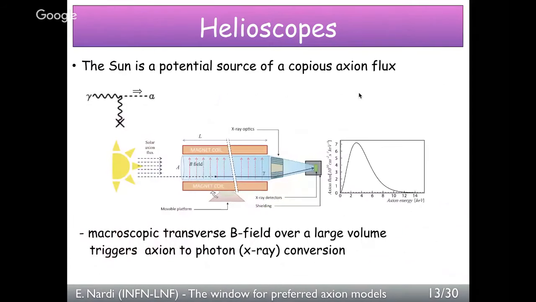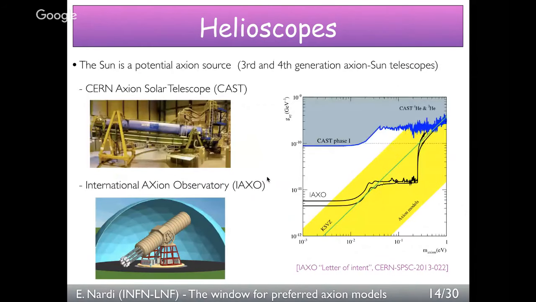Among haloscopes, the axion dark matter experiment at the University of Washington is presently the most sensitive experiment of this technique. Helioscopes: axions are produced in the sun if they're coupled to the photon and are emitted. So the sun is a potential source of a copious axion flux. You just need a magnetic field, hoping that you can reconvert the axion into a photon. Since the typical temperature in the sun is around a few keV, what you get are photons in the X-ray band. For helioscopes, the ongoing third generation experiment is CAST, at CERN. It gave very good results, and new results are expected for the summer.